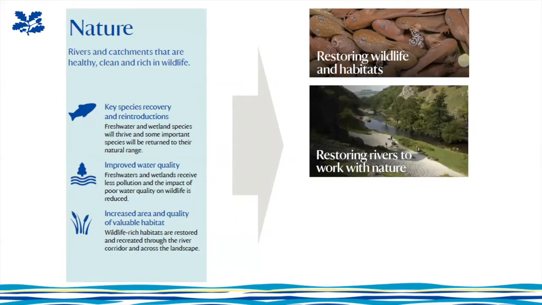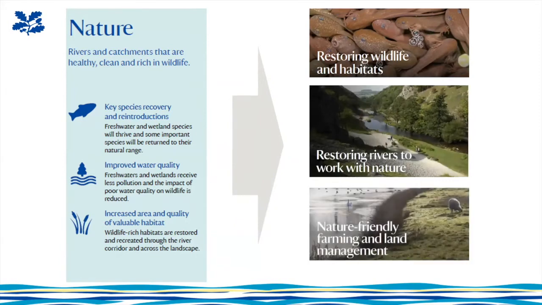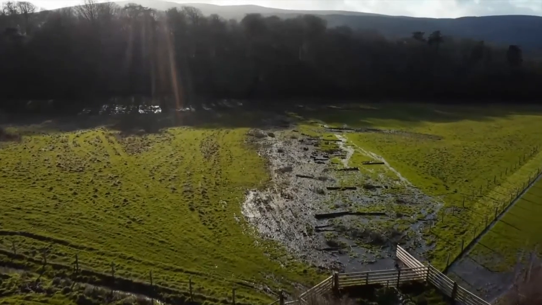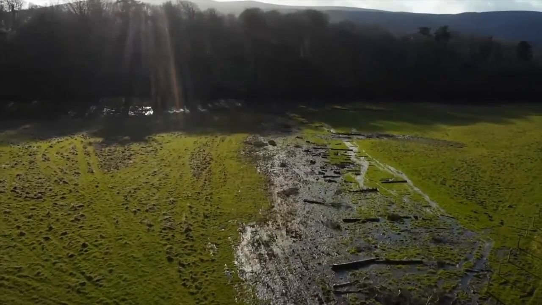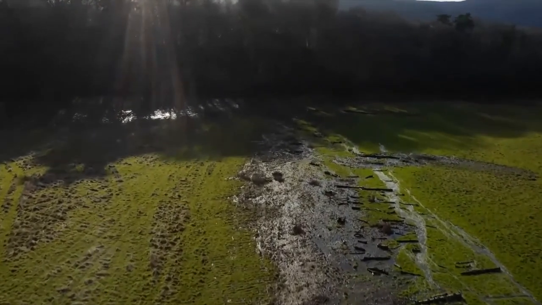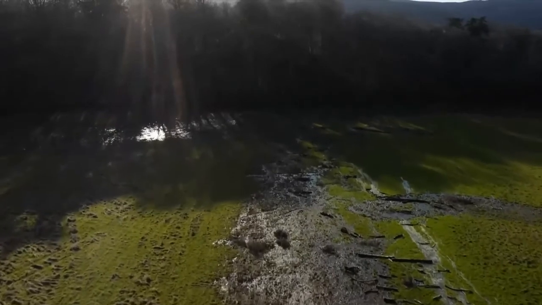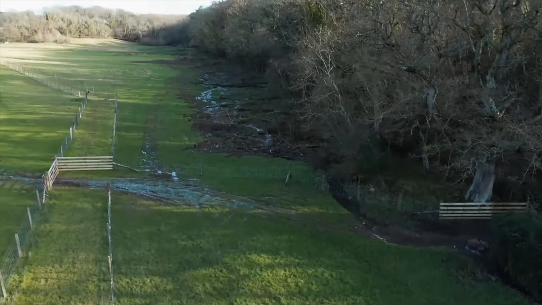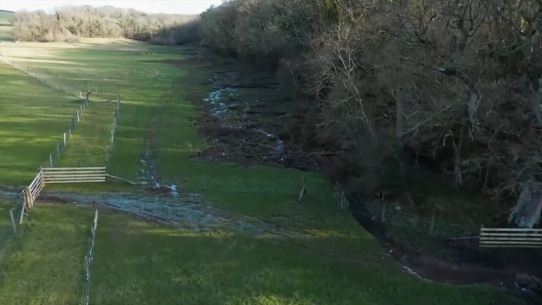It's about restoring rivers to work with nature again. And it's about across the whole catchment. It's about nature-friendly farming and land management. So what does that actually look like? This is a project in the north of Somerset. And this is something that has been hailed as innovative and a new approach, first time in this country, something that has been coined stage zero river restoration, where you put a river back to how it was sort of originally really.